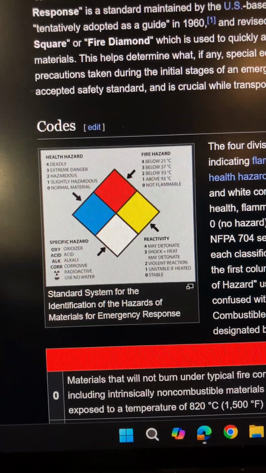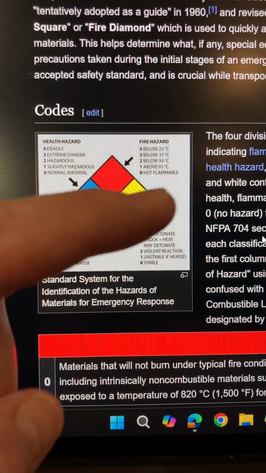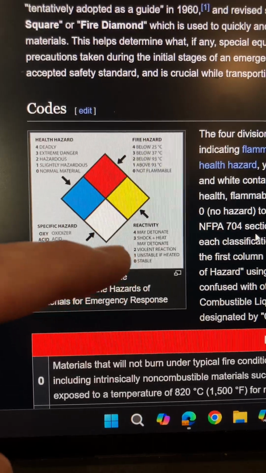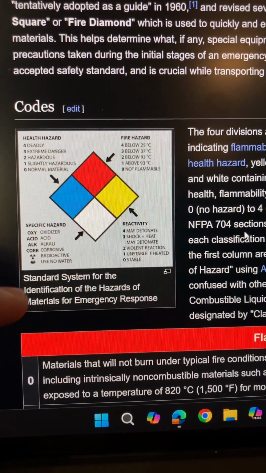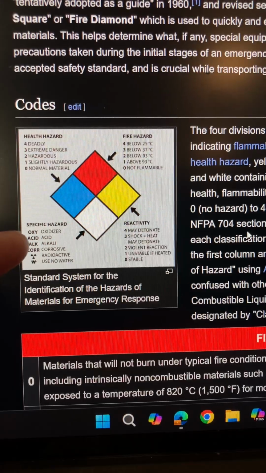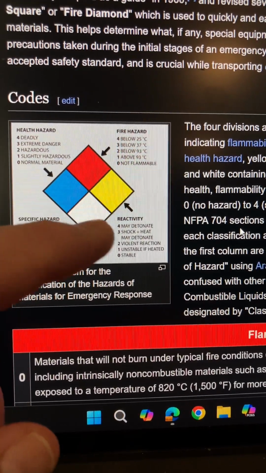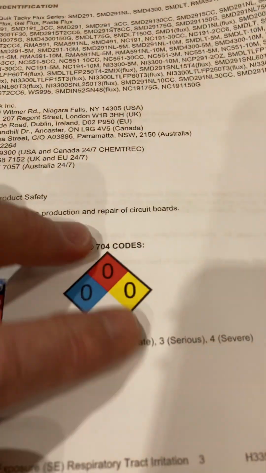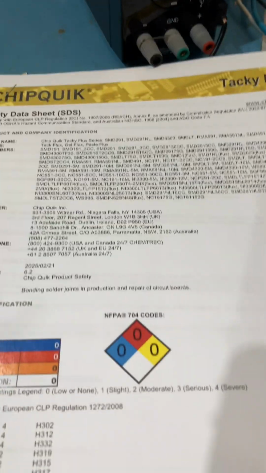It means that if you reference this, the health hazard is 0, it's low. Fire hazard is not flammable, low. Reactivity means it can't detonate or cause any major reactions, it's stable as a 0. And then a specific hazard, which will show if it's corrosive, there'll be a symbol there, or radioactive, it goes there. But in this case, for the flux that we use here, this is for soldering and reworking circuit boards. Very good flux, by the way.